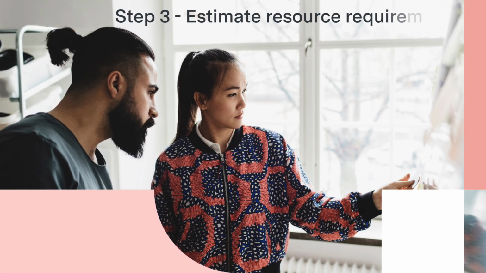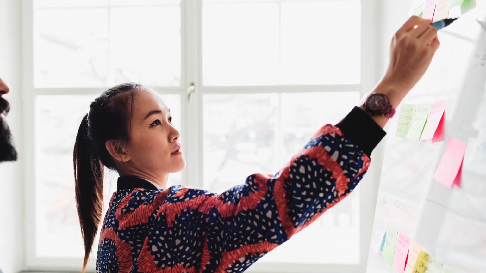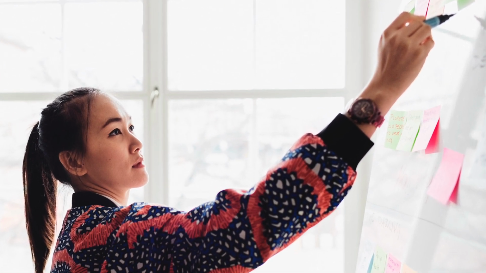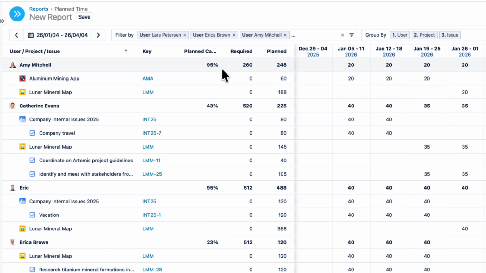Step 3. Estimate your resource requirements. Make an educated estimate on the amount and type of work that needs to be done for the upcoming project. If you have planned time reports from previous projects, they can tell you the capacity that you'll probably need, and you can compare that to the current capacity available for your project.